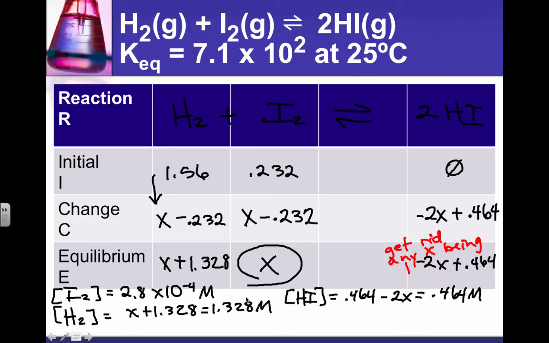In fact, how many sig figs did we start with in our mass? 1, 2, 3, 1, 2, 3. So this has too many sig figs. I'm going to call that 1.33 molar. That's 1.33 molar. And that's 2.8 times 10 to the minus 4 and 0.464 molar. Great. We now have the concentration of everything that was in our reactant vessel.